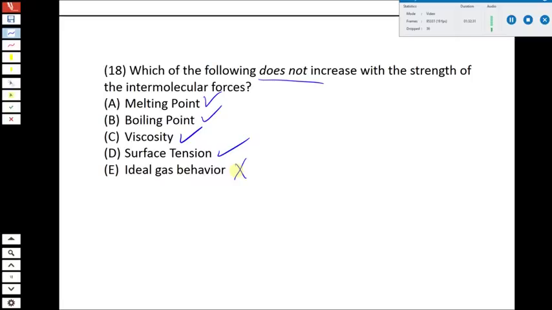So when we talk about deviations from the ideal gas law, deviations from PV equals nRT, those are going to be the most severe in gases that have strong intermolecular forces. So this is the answer we want to pick, because ideal gas behavior is going to decrease. It's going to become less ideal when you have intermolecular forces.